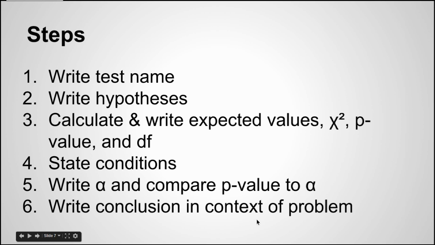There are 6 steps. First, if you are performing this test for an FRQ, make sure you write the test name. Second, write both your hypotheses, the null and the alternate, in full sentences. 3, calculate and write your expected values, your chi-squared, p-value, and your degrees of freedom. 4, make sure you state your conditions. 5, write alpha and compare the p-value to your alpha. And 6, write the conclusion in the context of the problem.